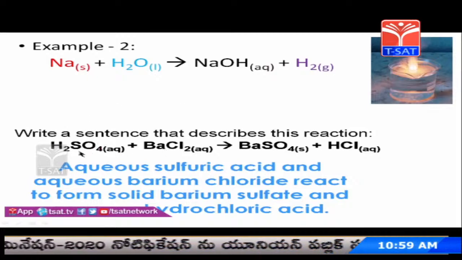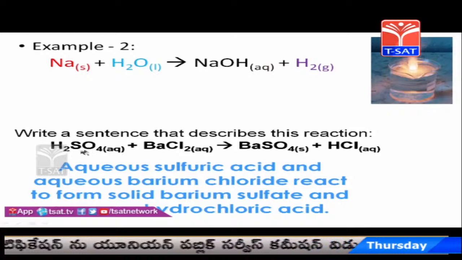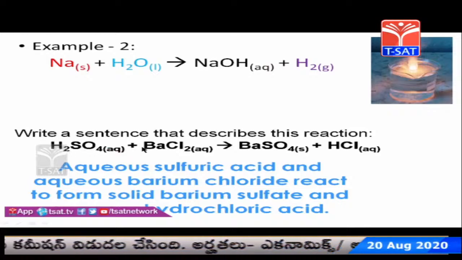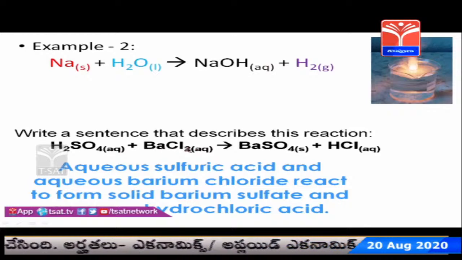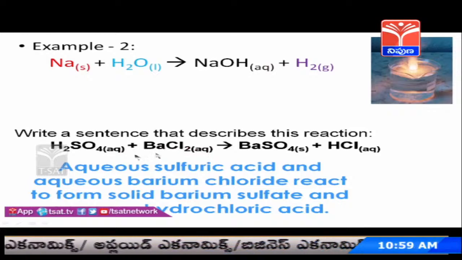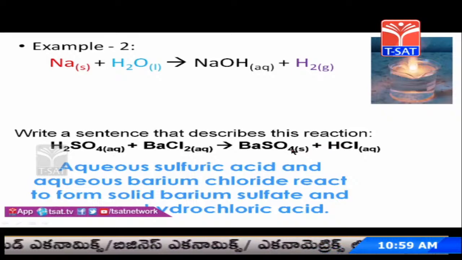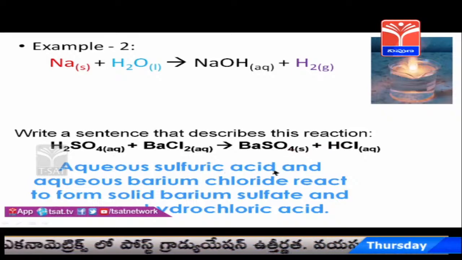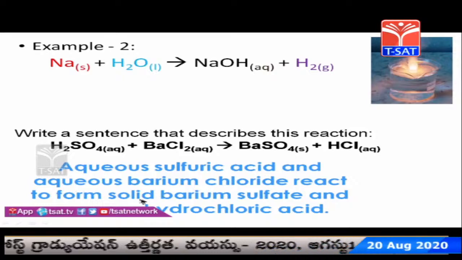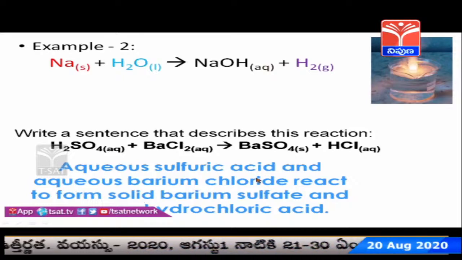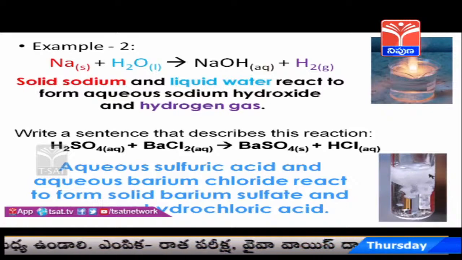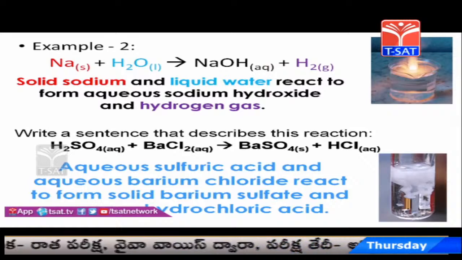Now, another example, sulfuric acid H2SO4 in aqua state reacts with barium chloride BaCl2 in aqua state to give barium sulfate and hydrochloric acid. So, aqueous sulfuric acid and aqueous barium chloride react to form solid barium sulfate and aqueous hydrochloric acid as shown in this figure.